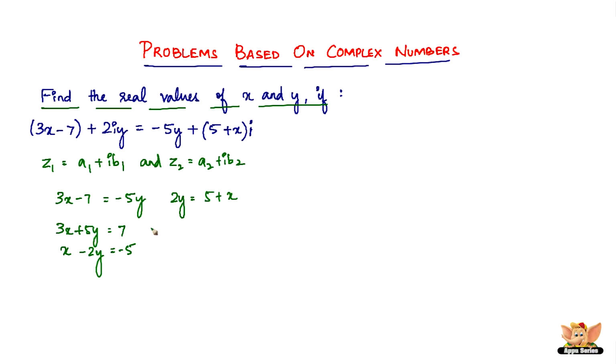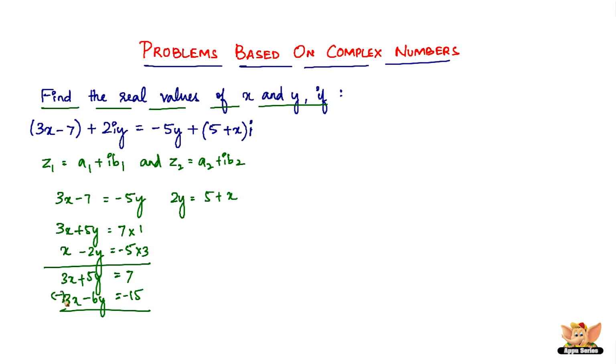So now we need to use simultaneous equations to solve these two equations. Let's start off eliminating x. The coefficient of x here is 1. So multiply 1 on the other equation and multiply 3 here. I'm not going too deep into these because we've already done all the simultaneous equation stuff. So 1 times 7 is 7. 1 times 5y is 5y. 1 times 3x is 3x. 3 times minus 5 is minus 15. 3 times minus 2y is minus 6y. 3 times x is 3x.